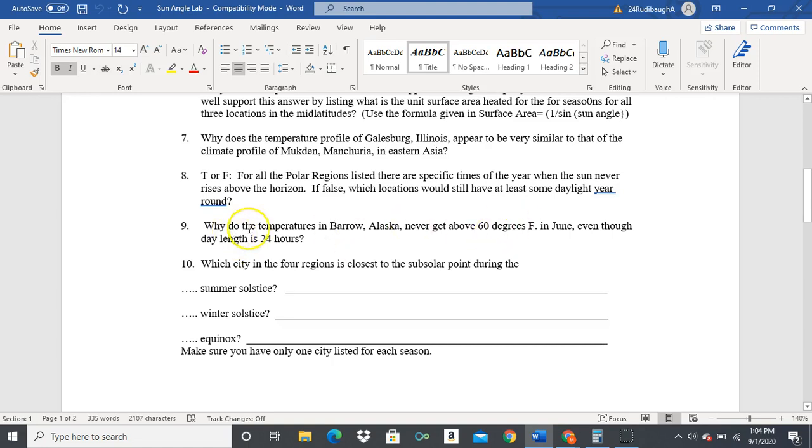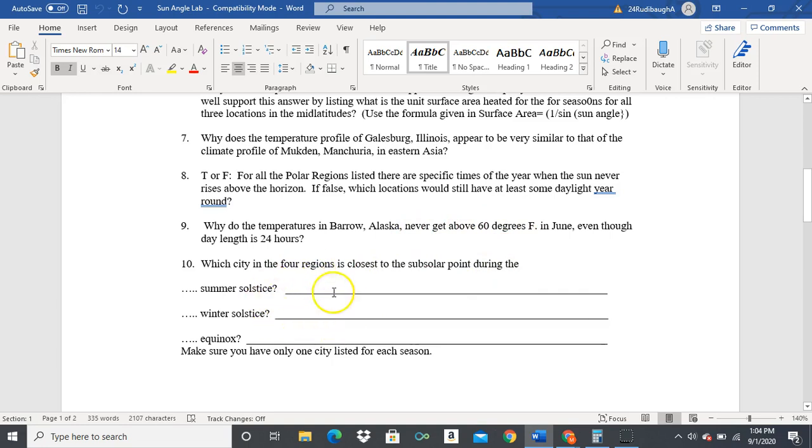So even though Barrow, Alaska is getting 24 hours of daylight, why might you hypothesize that the temperatures might not ever get above 60? You need to pay close attention in summertime. What is the sun angle in Barrow, Alaska to begin with? And that'll give you insight of why the temperatures might not ever get that hot.